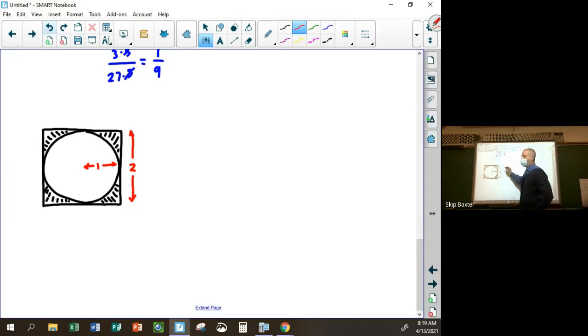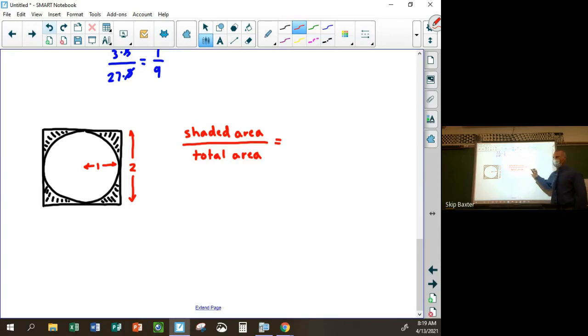So really what we're going to do is calculate the shaded area divided by total area, which in symbols, the shaded area is really square minus circle, right? And the total area is square. That's really what I'm doing. I'm going to calculate the area of the square minus the area of the circle divided by the area of the square, which is the whole area of the whole dartboard.